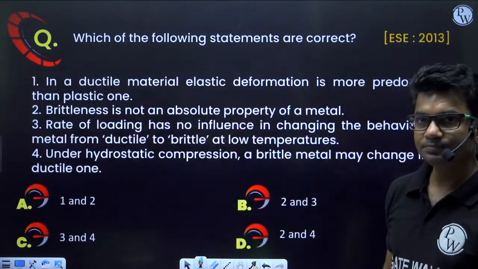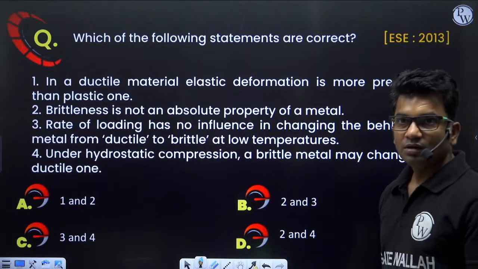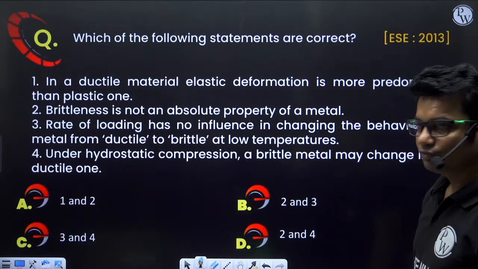Next question. Yes, very good, Mech Zone. Correct answer will be yes. For other branches also it is very useful.